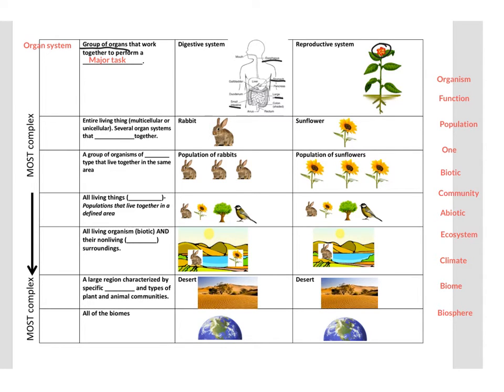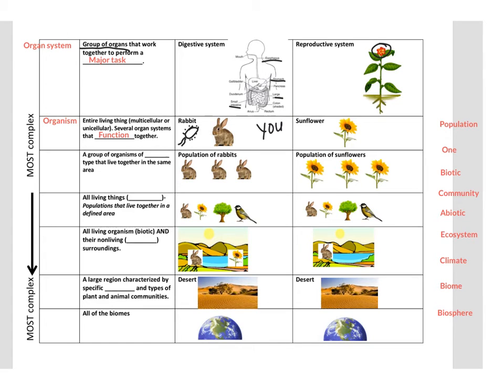The next level is an organism, which means an entire living thing that includes all of those organ systems that work together. Rabbit will be an example of an organism, or you. Rabbit and you are multicellular, and an example of a unicellular organism would be bacteria or a protist. Sunflower is a plant example.